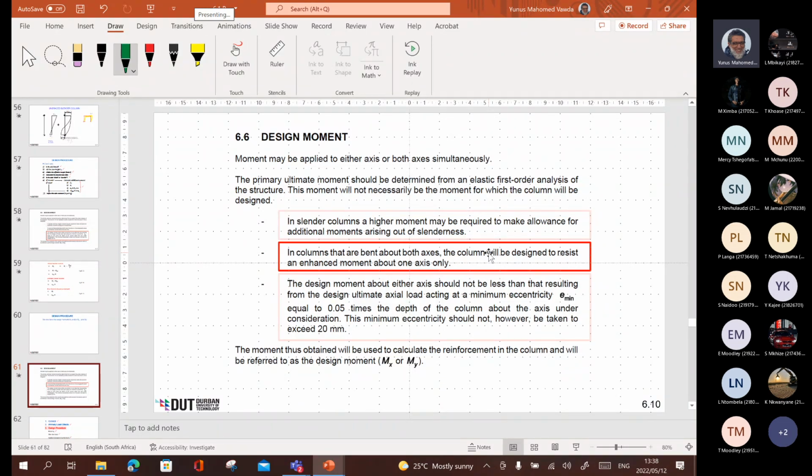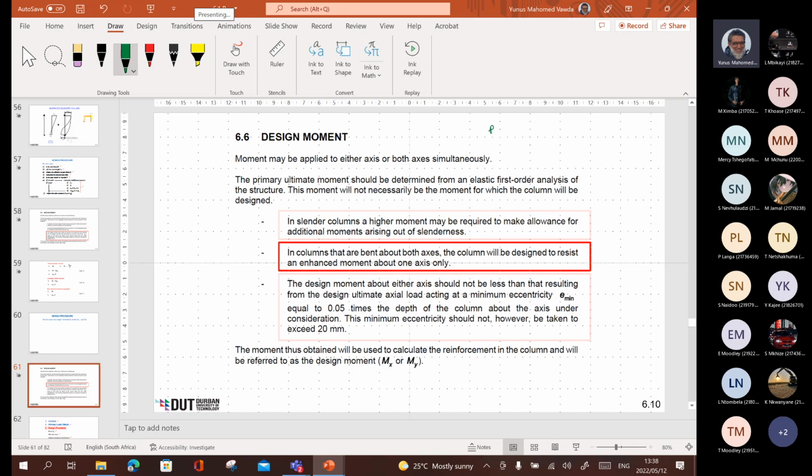What do we do in steel? What do we do in steel? Combined bending and compression. Any idea? You did steel design and concrete design last semester, an introduction, but maybe you didn't cover combined bending and compression.